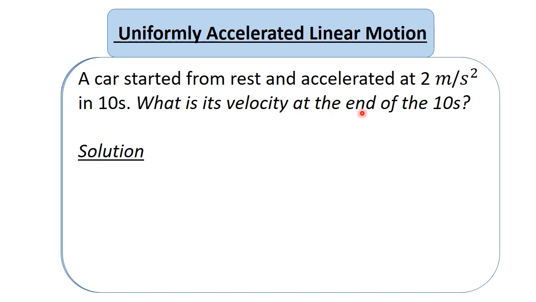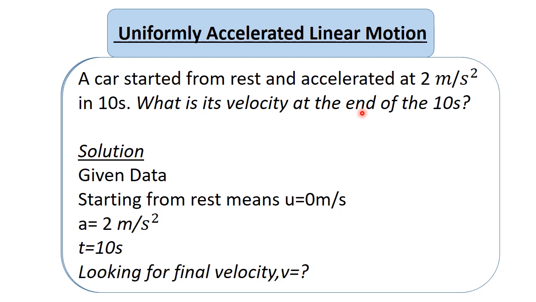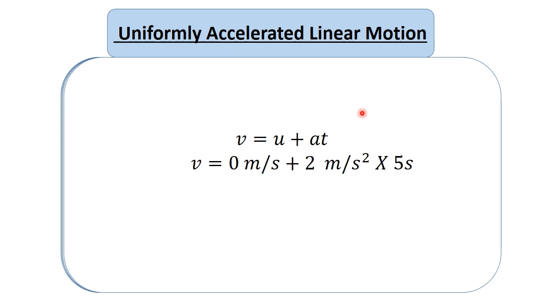Working for final velocity. So what is it that we have been given? Started from rest means initial velocity is 0. Acceleration is 2 meters per second squared. Time is 10 seconds. Looking for final velocity. So again, on the equations of motion, we're going to use the previous one because the parameters are the same. The only change is initial velocity is going to be 0 because of the word rest. So v is equal to 0 meters per second plus 2 meters per second squared times 5. I've just plugged in. When you calculate this, you're going to get 10 meters per second as the final velocity.